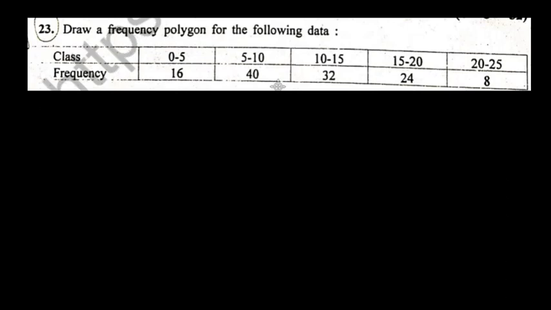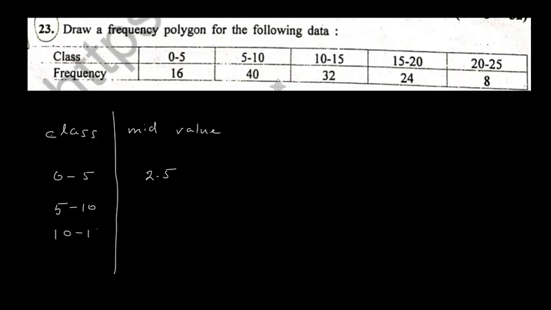Okay, so here what we do: we have class, first write class, then you can write its mid value. So for the first class 0 to 5, its mid value will be 2.5. How do you find the mid value? Lower value plus upper value divided by 2. Then you have 5 to 10, then 10 to 15, 15 to 20 and 20 to 25.